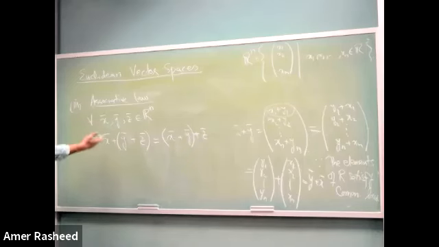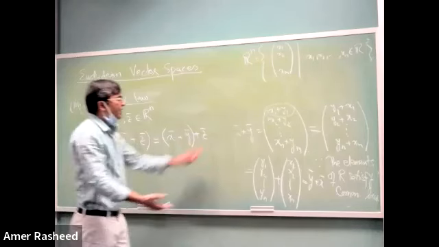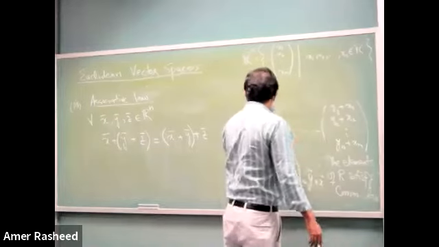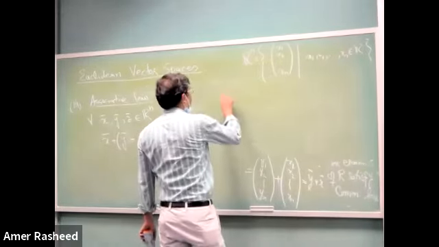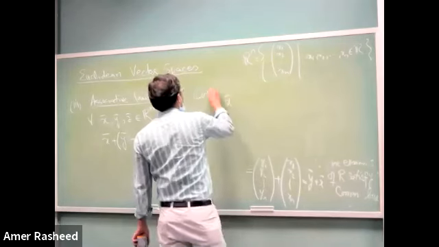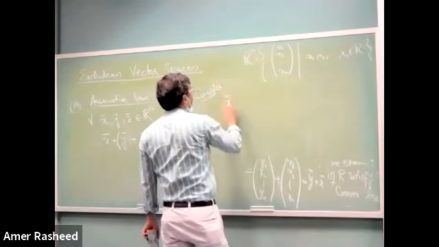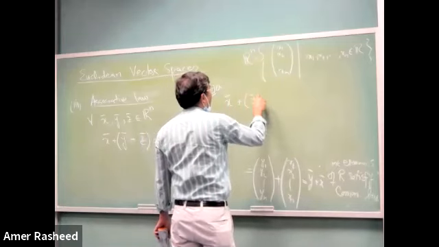So this is what the associative property is. You try to prove it. You start with the left-hand side. You consider the left-hand side, x plus y plus z.